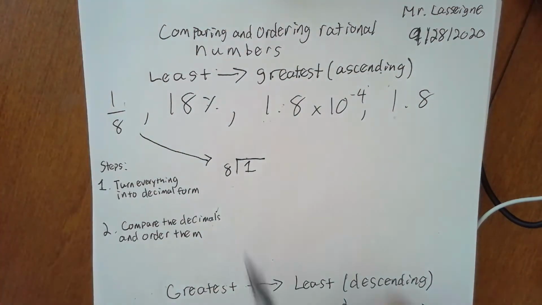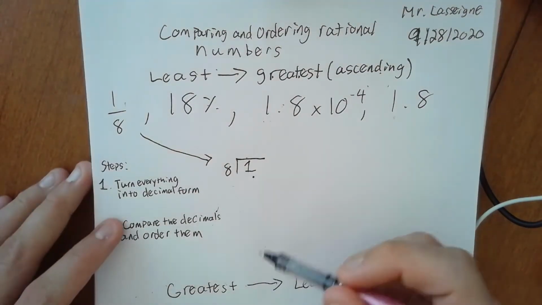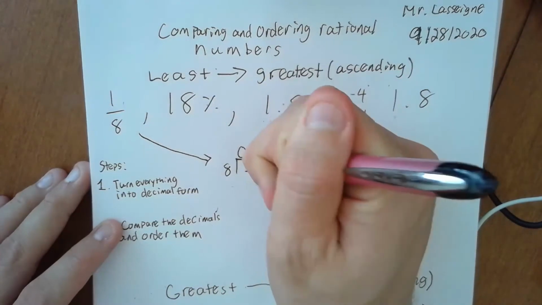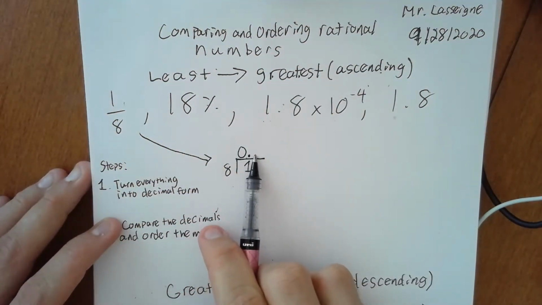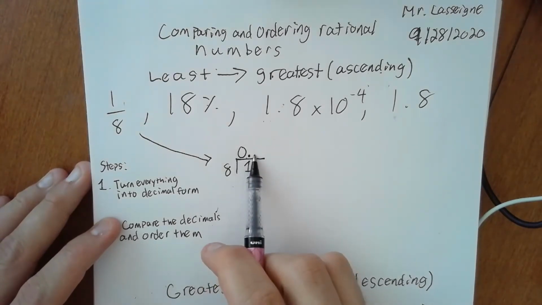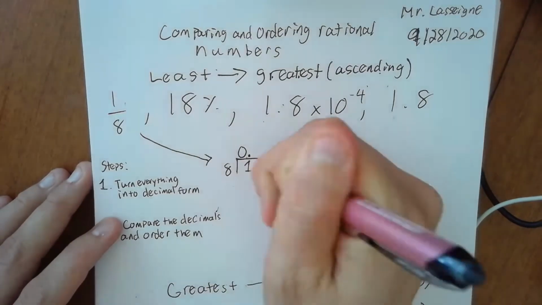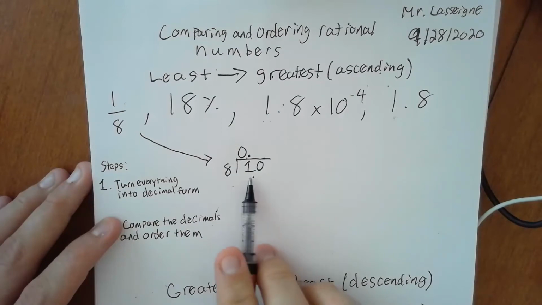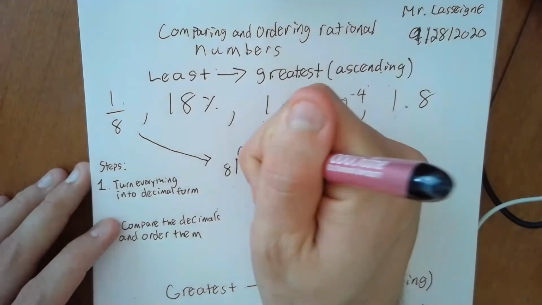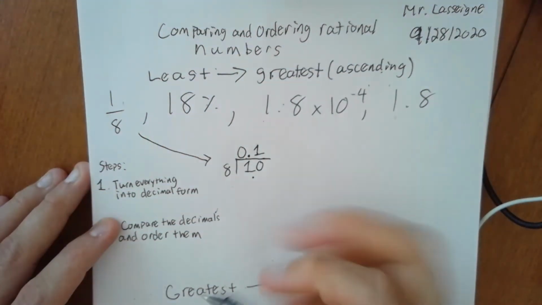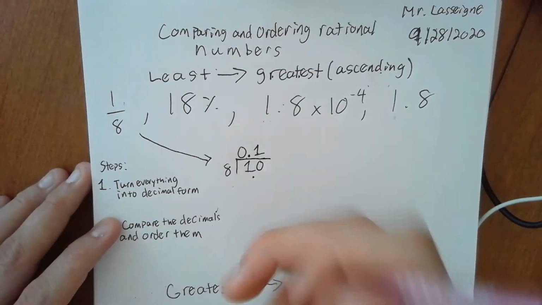We have to ask ourselves, how many times does 8 go into 1? Well, it doesn't, so 0. Put a decimal. So now we're going to the tenths spot. And anytime I move over a place value, I have to put a 0 next to my number here. Now how many times does 8 go into 10? Well, that's once. And what is 8 times 1? Well, that's 8.